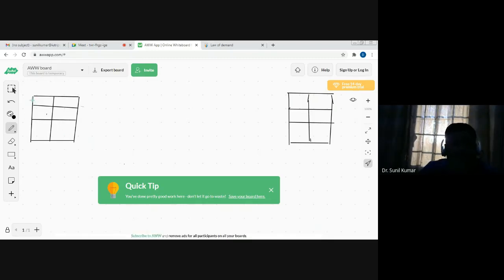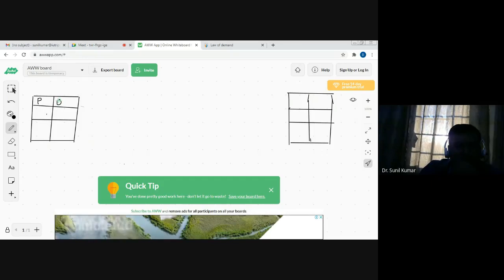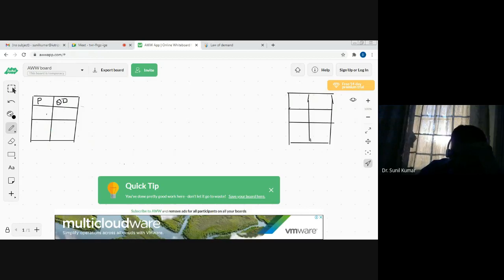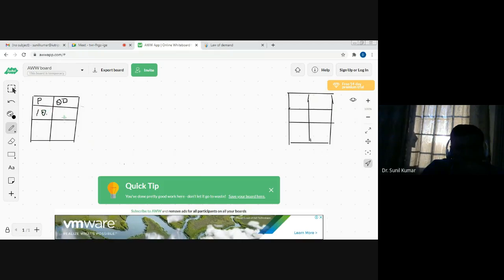So I have given this one. This one is the price, and this one is the quantity demand, QD. Okay. What we will see is that when the price is 10 rupees, the quantity demand is 20. When it goes to 5 rupees, it increases to 50.